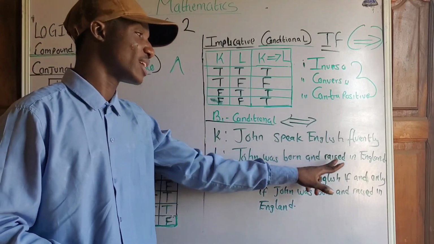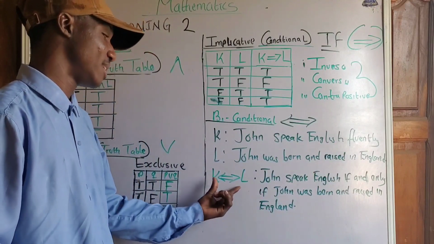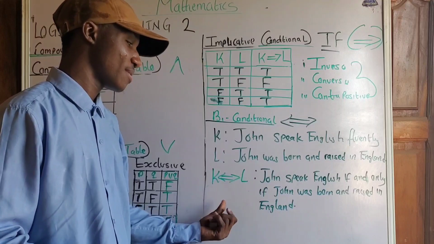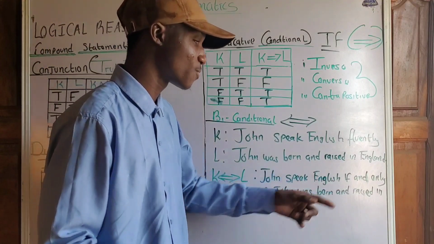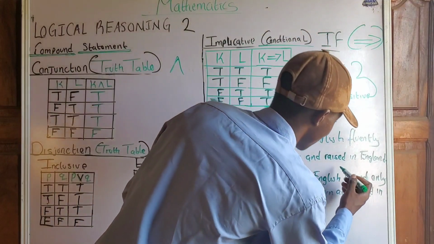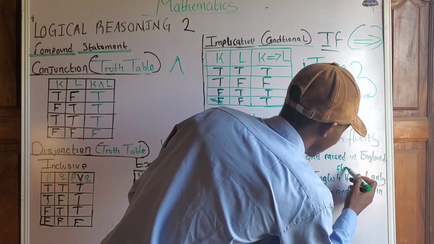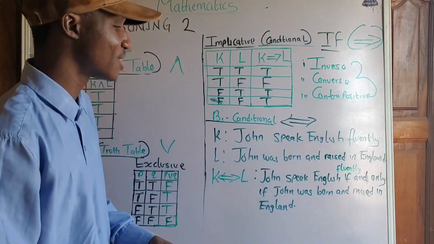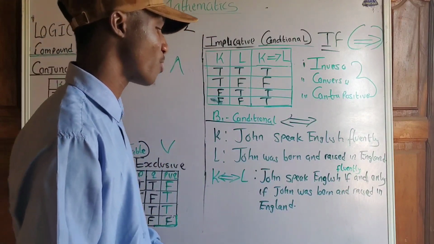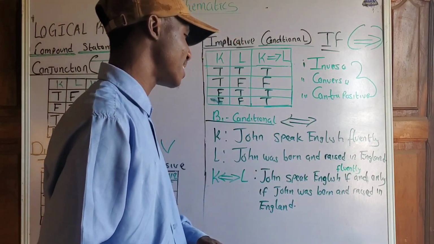John was born and raised in England, another statement. Then we have K, bi-conditional. Here it will be: John speaks English fluently if and only if John was born and raised in England.